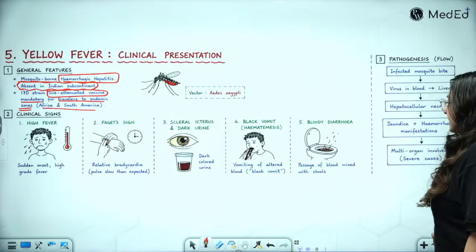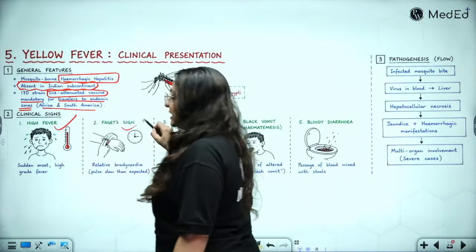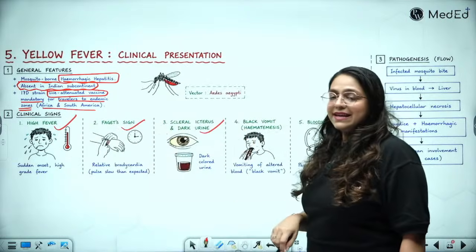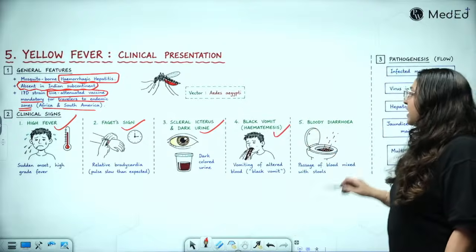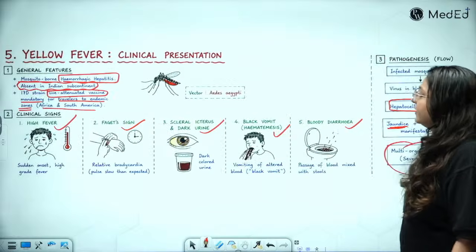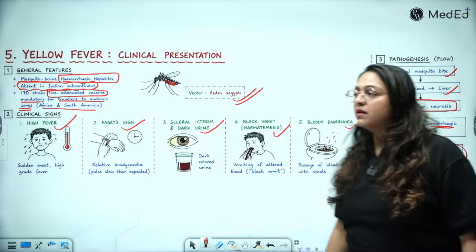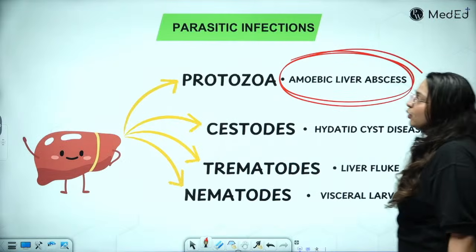All right, excellent. So what is it going to cause? Like I said, high fever, relative bradycardia, scleral icterus and dark urine, hematemesis and bloody diarrhea. The infected mosquito bites, it goes in the blood, goes to the liver, causes hepatocellular necrosis. Therefore, there is jaundice plus hemorrhagic manifestations, and in severe cases, multiple organs get involved and damaged. It is Aedes aegypti, or the tiger mosquito, which causes yellow fever.